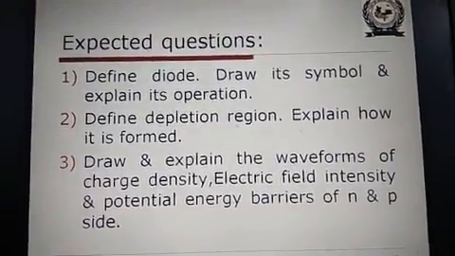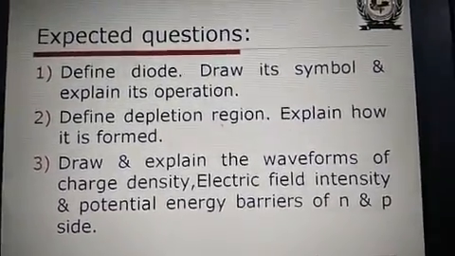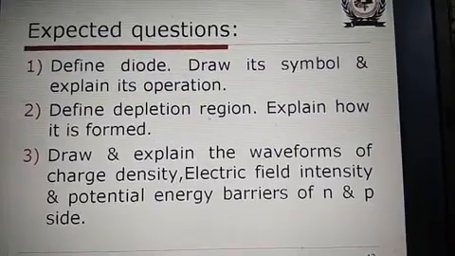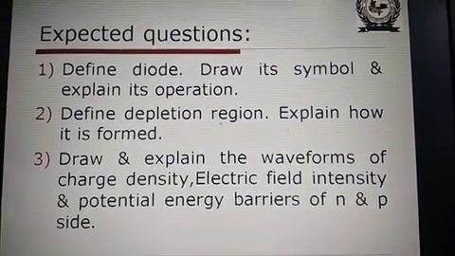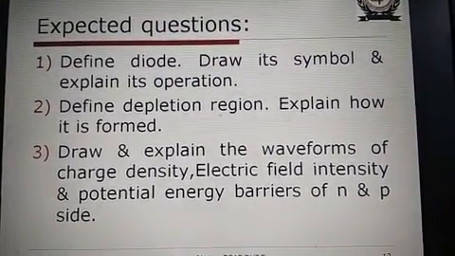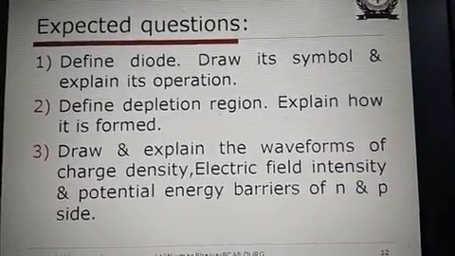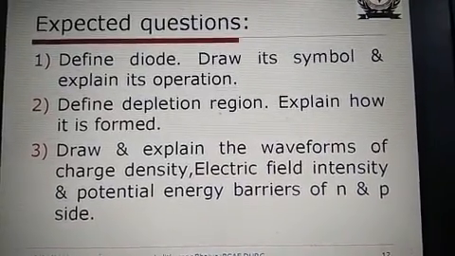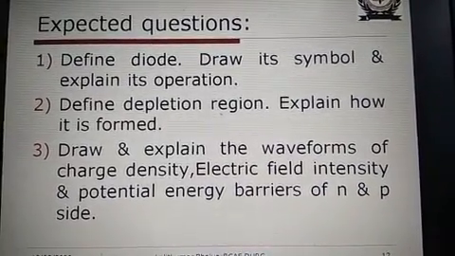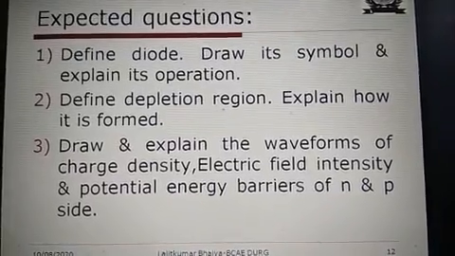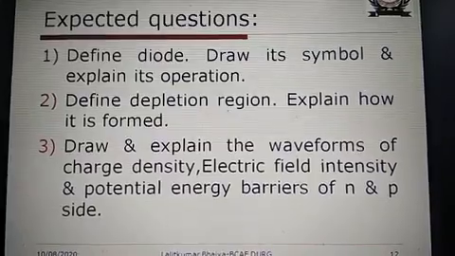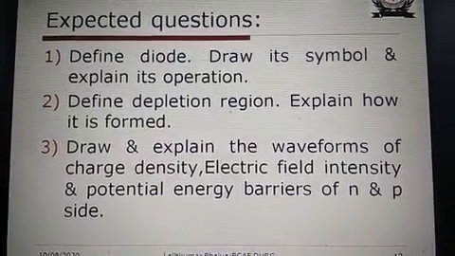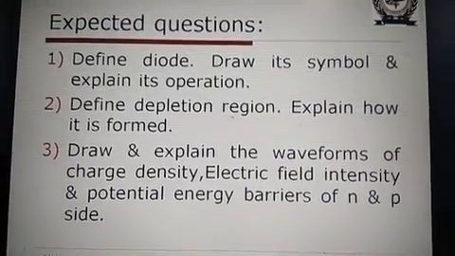Until now what we have studied, the expected questions are: define diode, draw its symbol and explain its operation. Define depletion region, explain how it is formed. Draw and explain the waveforms of charge density, electric field intensity and potential energy barriers of N and P side.